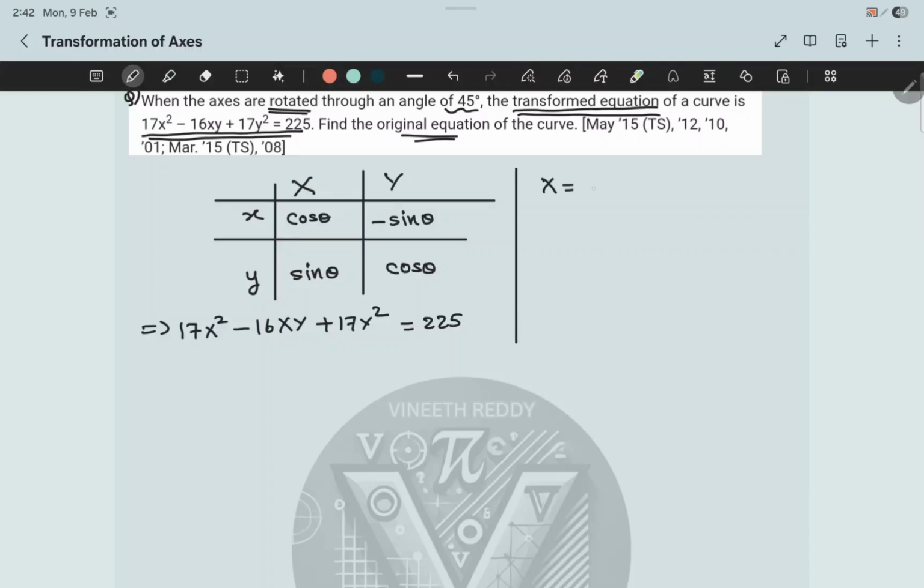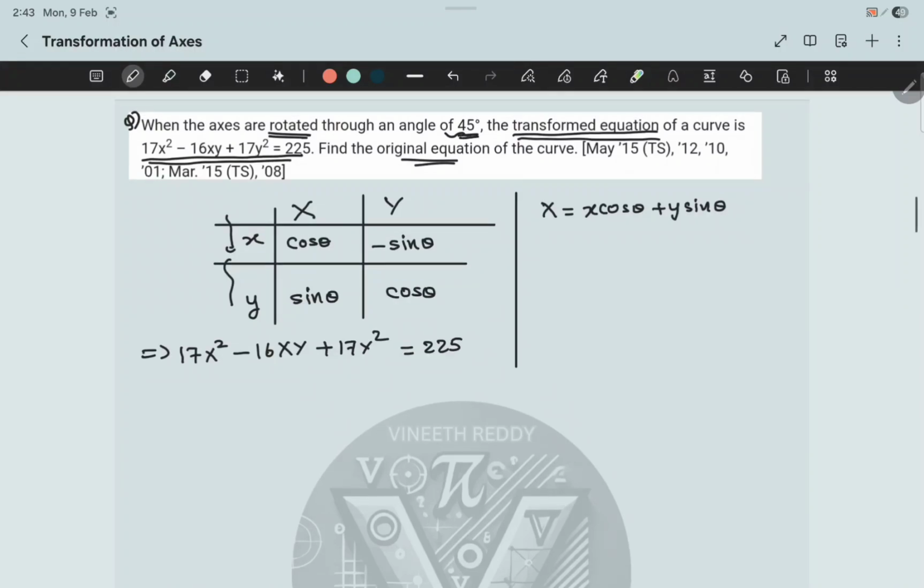So we can write capital X is equal to, so how do we write it vertically? X cos theta plus y sin theta, right? So we have to go vertically downwards. X cos theta plus y sin theta. And what is the angle by which we are rotating? It is 45 degrees. So we can write it as x cos 45 degrees plus y sin 45 degrees.